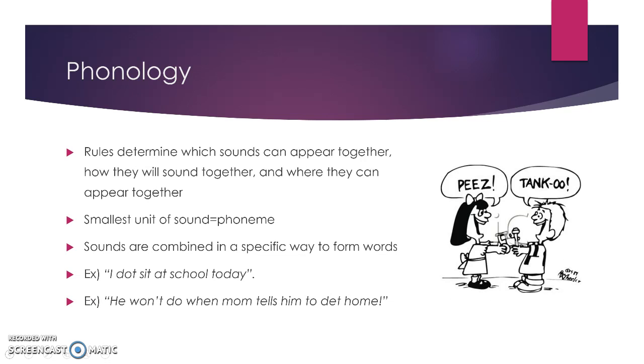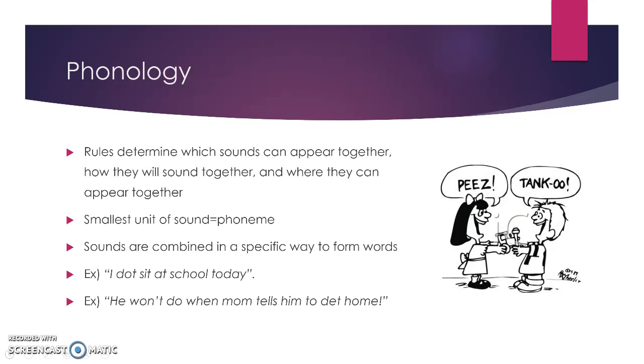The next area is phonology. And so these are rules that determine which sounds can appear together, how they're going to sound, and where they can appear together in a sentence. So this is based off a phoneme, which is the smallest unit of sound. So, for example, dog has 3 phonemes because it has 3 different sounds in it: d, ah, and g. So there's 3 phonemes in that. And these sounds are combined in a specific way in order to form words.